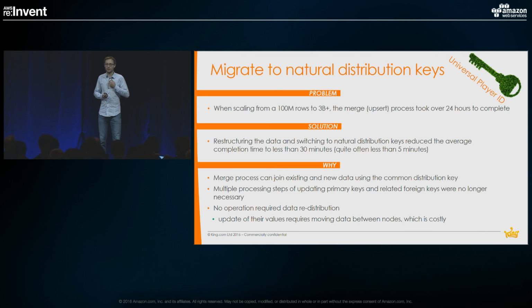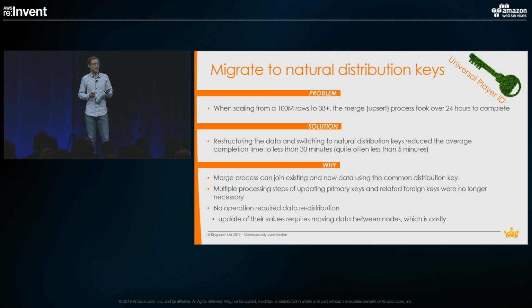That also leads me on to what we've done with natural distribution keys. At King, we're updating about 10% of our data on a daily basis. So a lot of the data is constantly changing, which means we need to do a lot of updating and merging of data.